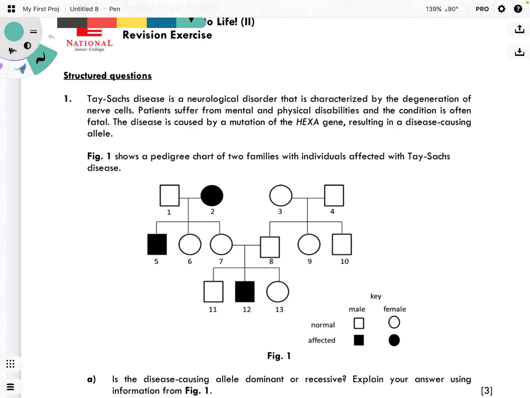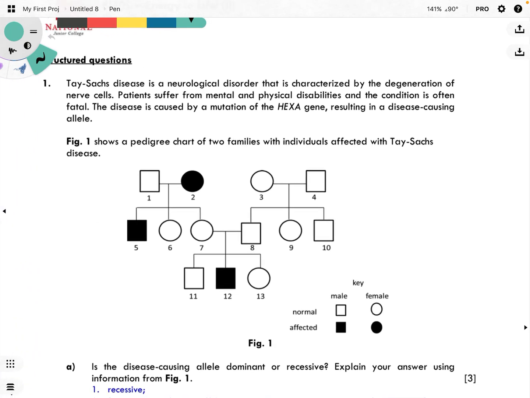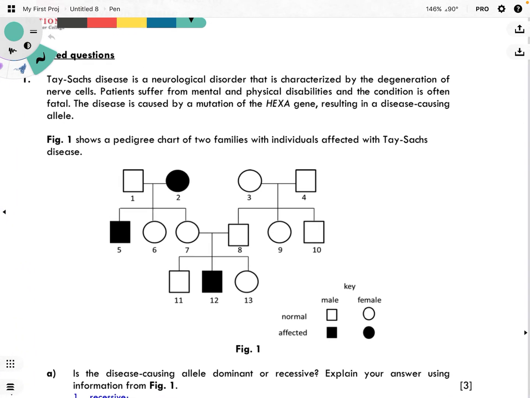So in this example, we see a particular disease called Tay-Sachs disease. It is a neurological disorder. And the first question, in fact, already asks you an important question. Is this disease allele dominant or recessive? Explain your answer using information from figure 1.